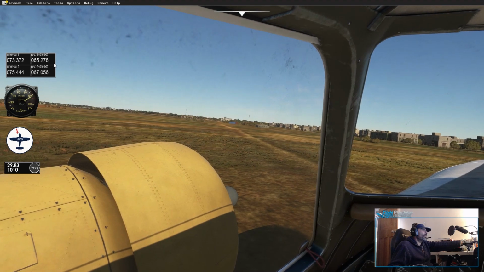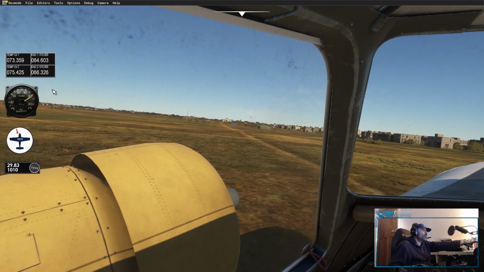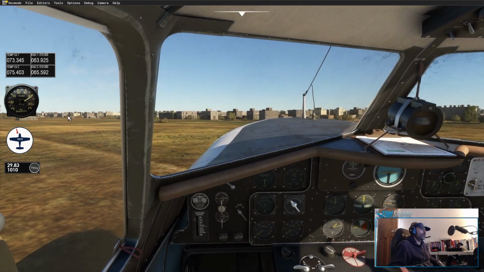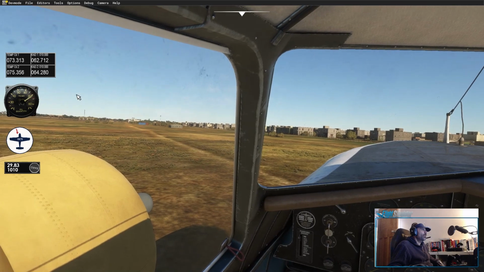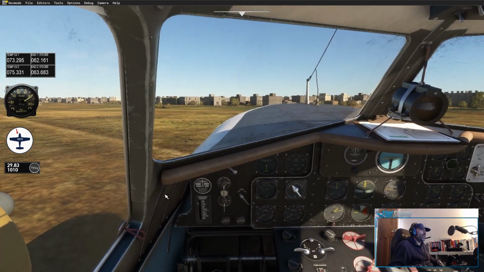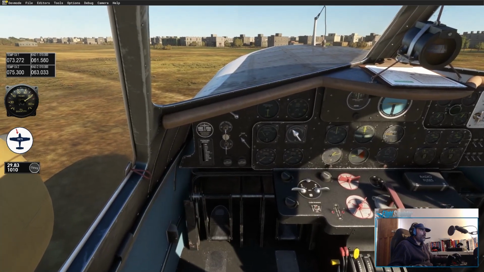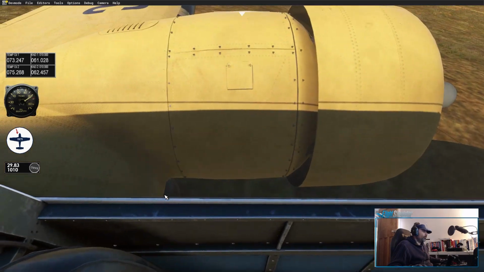And look how rapidly temperature is going down. I haven't touched anything from the original file. This is how the original file behaves. Okay, let's kill the engines.